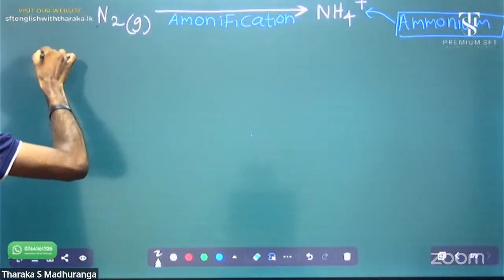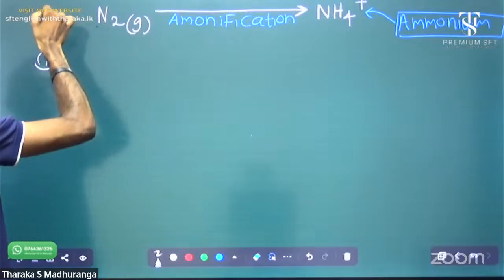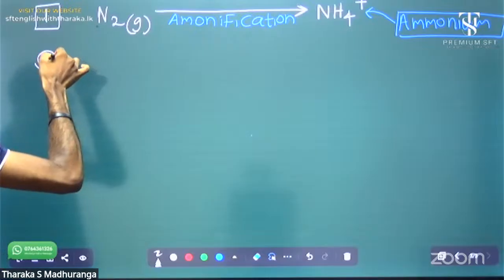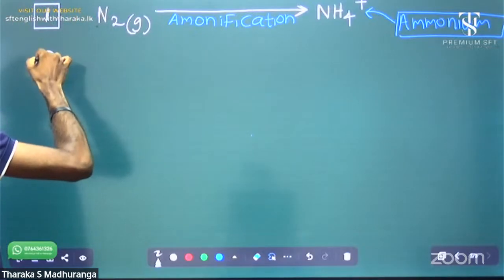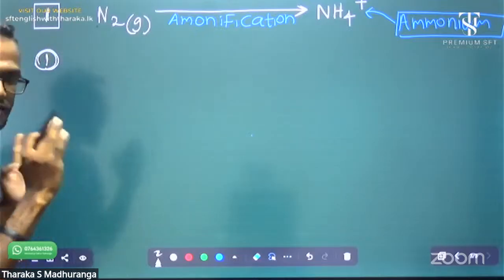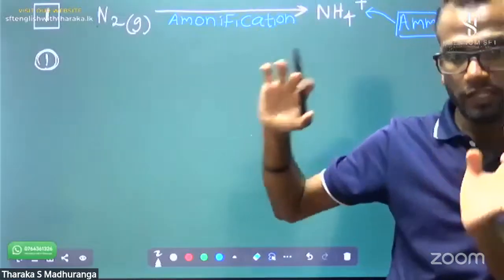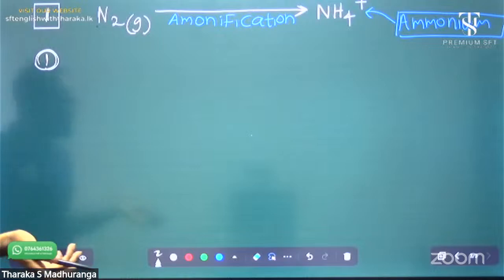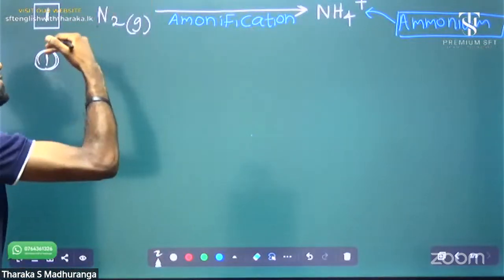In this nitrogen fixing process, there are four main types. The first one, what happened? Proteins. This is the first step, the first sub step, the first type. Nitrogen is converted to ammonium. That's the first step.